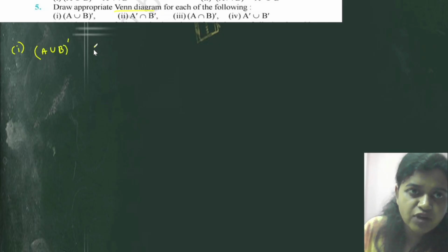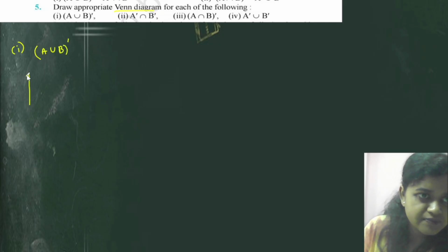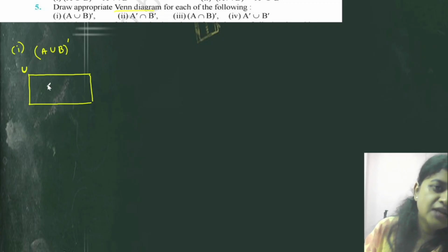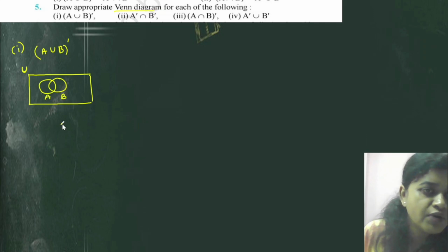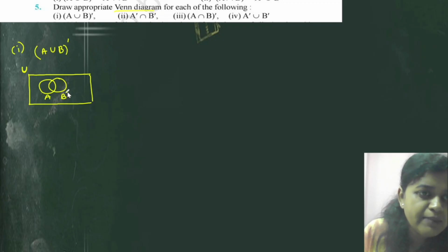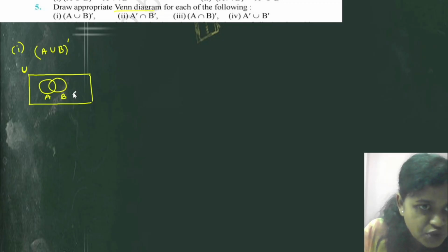For a Venn diagram we first draw a rectangle. The rectangle represents the universal set. Draw A as another set and B as another set. This is A and this is B. A union B means the whole set. And complement means we subtract this whole set from U, so we get this portion.